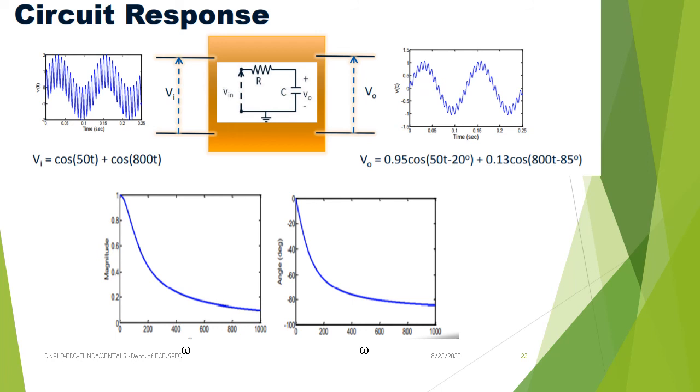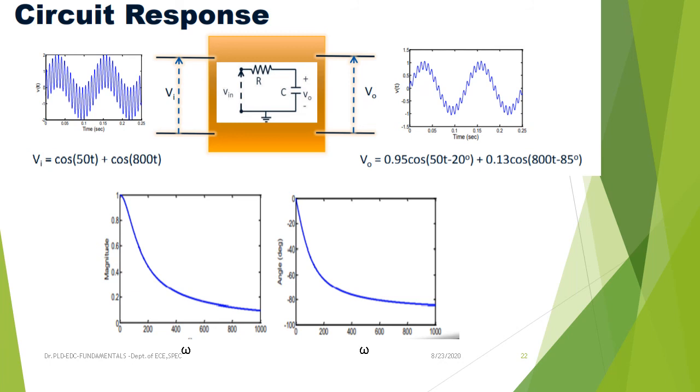Here omega equals 2 pi f, where f is the frequency. If the frequency is larger, the time period is very small. That is why the 800t waveform shows a very small time period, and the 50t waveform has a very large time period. In this way we can differentiate the two signals combined by addition.